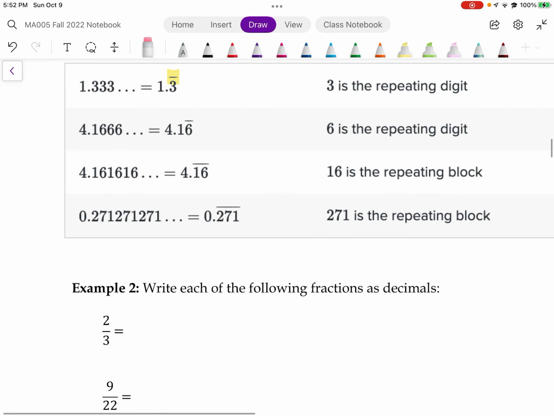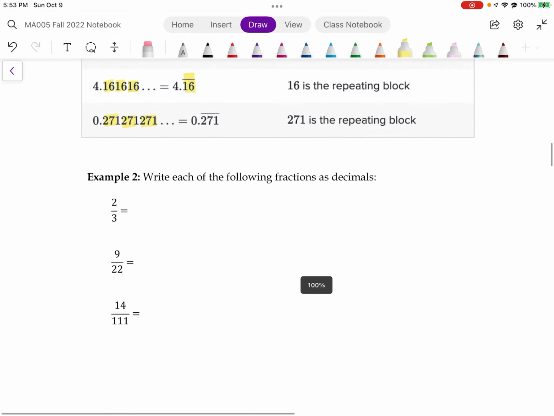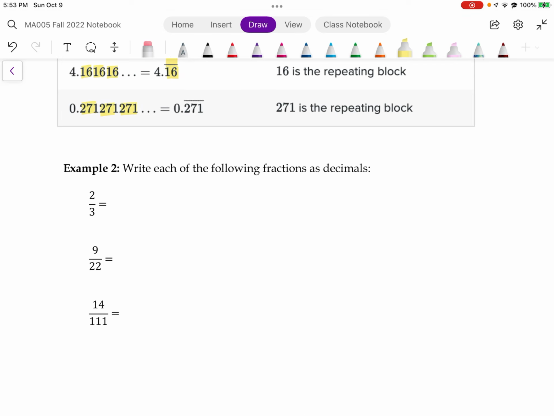All right, so in this case, it's the 6 that is repeating, just the 6, so we put the line over the 6. The next one, we've got 161616, so we put a line over the 16. And the next one, we've got 271271, and that one, again, depending on how many place values you have on your calculator, the last digit could round to something other than one of these numbers, so you just really have to think about it. All right, so now try writing each of these fractions as a decimal, now that you know what you know.